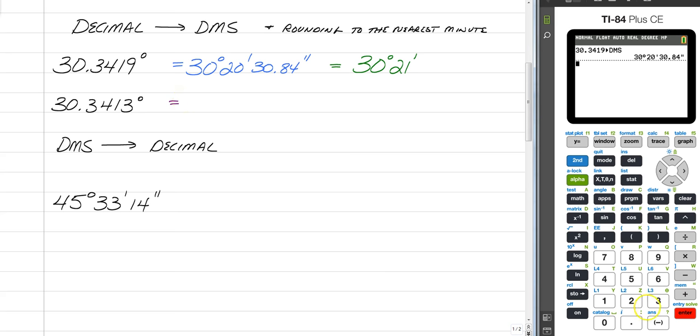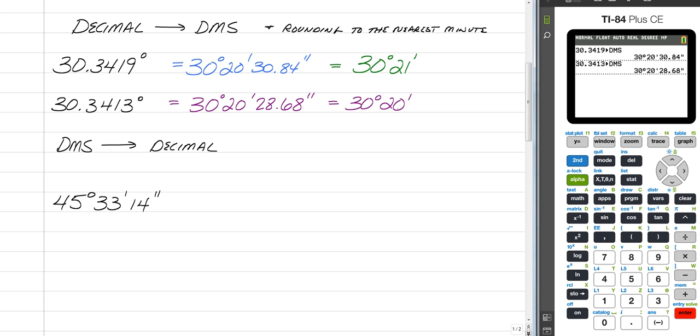Okay, now the reason why I have the next example is just to show you the rounding difference, of course. If we were to do 30 degrees, 0.3413, and change that second angle, number 4, we would get something very close, 30 degrees, 20 minutes, and 28.68 seconds. This one would stay as 30 degrees and 20 minutes because 28 seconds is less than half a minute. Okay, so that's a little different.